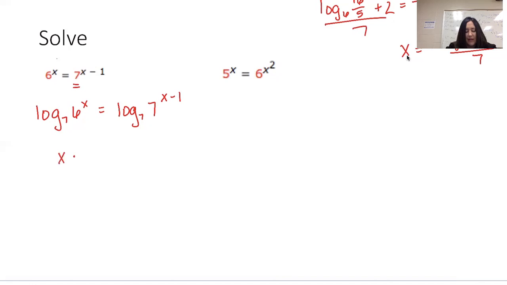So this is really x times log base 7 of 6 equals, well, again, we can move our exponent to the front, but then we would have log base 7 of 7.